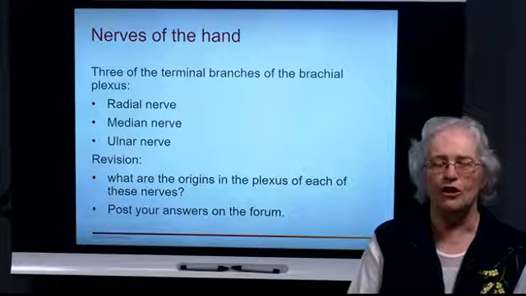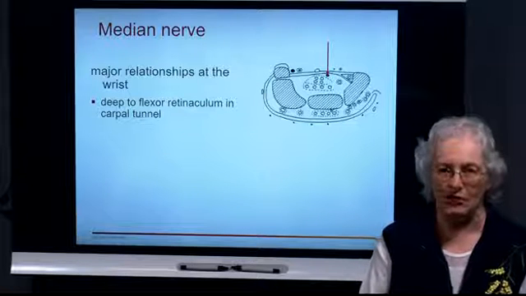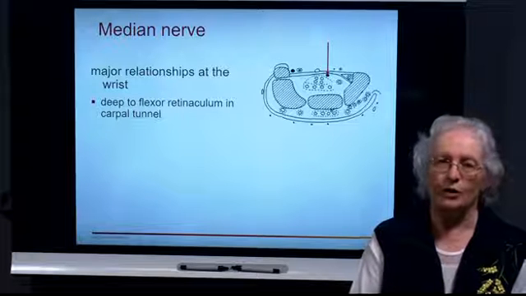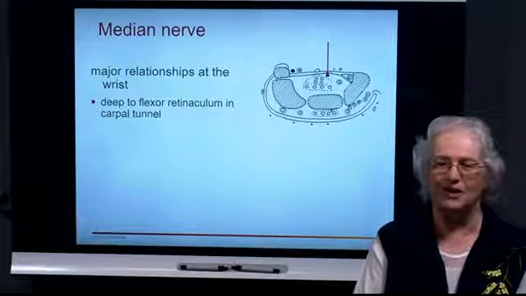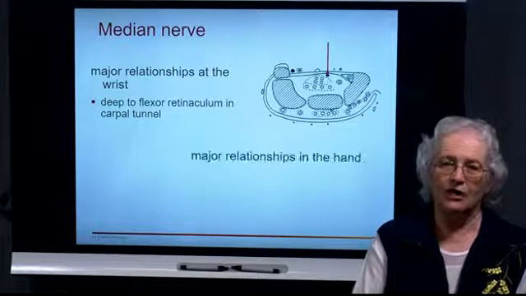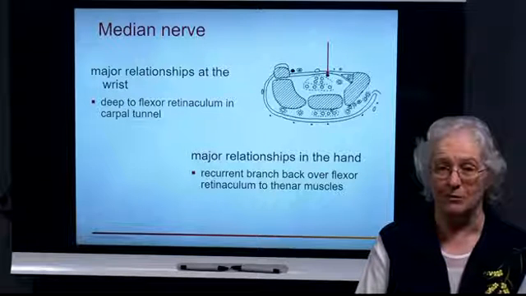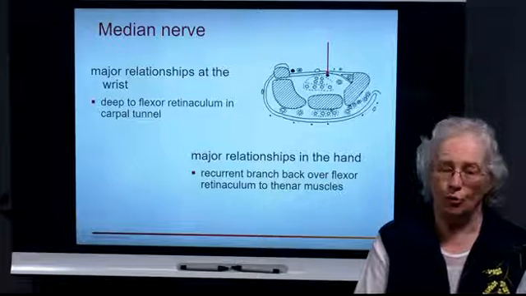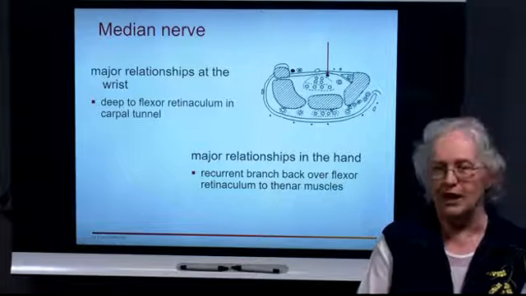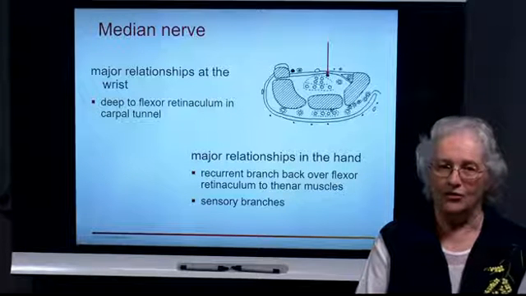So let's have a look at the nerves as they occur in the hand. To do that, we need to consider them as they pass into the hand. So starting with the median nerve, we have a diagram at the wrist showing that the median nerve passes deep to the flexor retinaculum and therefore travels in the carpal tunnel. As it goes into the hand, it has a major branch that will curve back over the flexor retinaculum to supply the thenar muscles. This is called the recurrent branch. It will also supply two other muscles in the hand, the lateral two lumbricals, and will also have sensory branches.